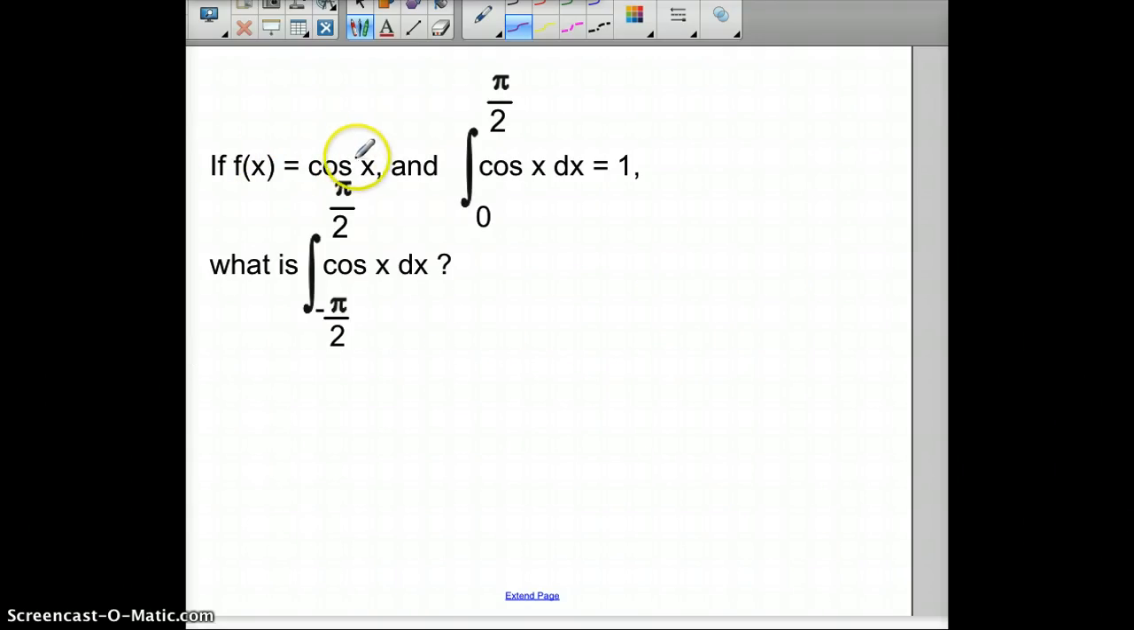If f of x equals cosine x and the integral from 0 to pi over 2 of cosine x is 1, then what's the integral of negative pi over 2 to pi over 2? We could integrate it, but let's think about it. Is cosine an even function? Graphically, we know cosine looks like this. Right? So is that even or odd?